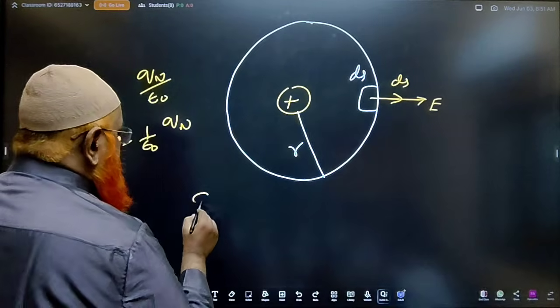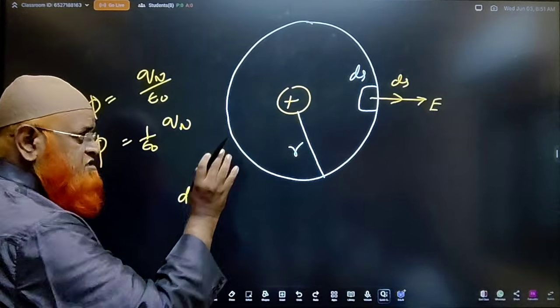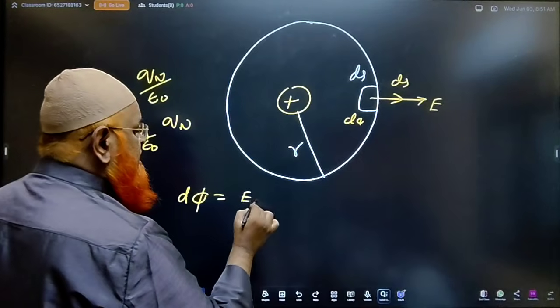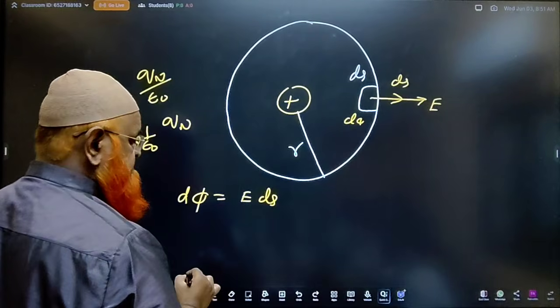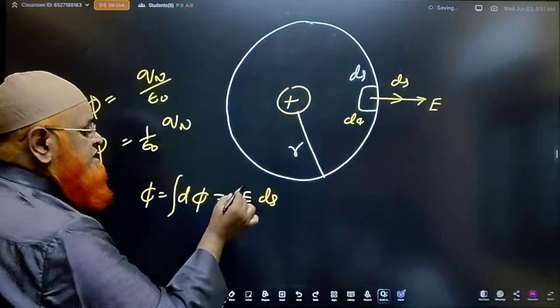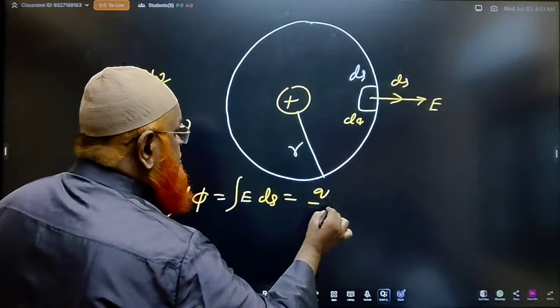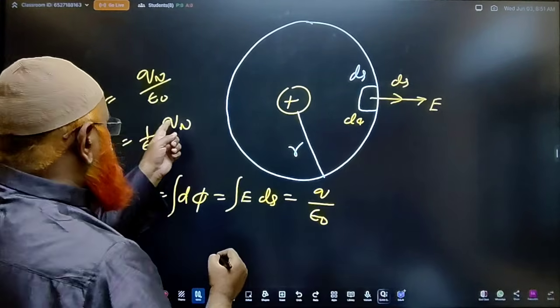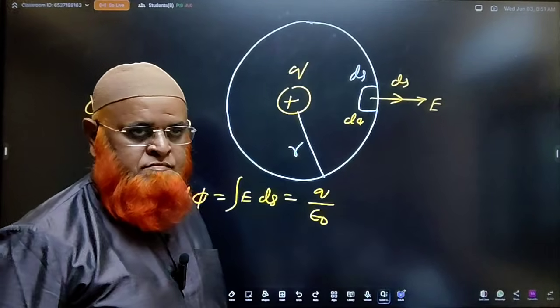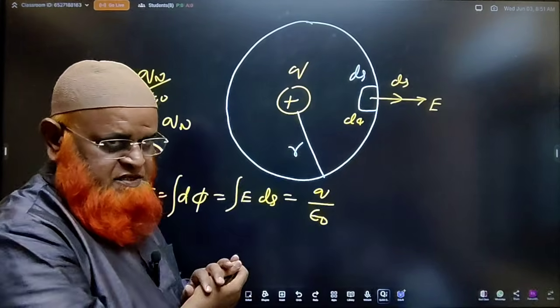But what is flux here? If you want to find a small amount of flux because of this small area, d phi is equal to E dot ds. Okay, E dot ds. If you want the net flux, then you have to integrate, which is nothing but q by epsilon naught, 1 by epsilon naught times q net. But the net charge is only one charge here. I have taken an imaginary surface.